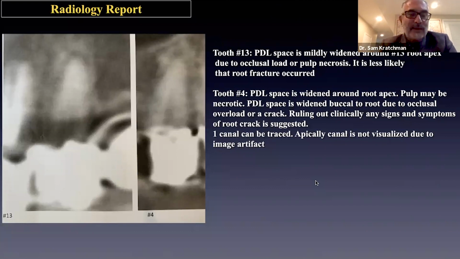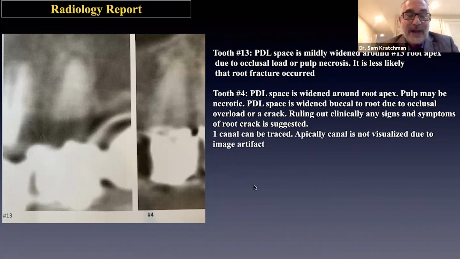Well, that's the most important thing that we need to know. And we still have to do our sensitivity test. Then it says, so try to rule out clinically any signs and symptoms of a crack. And then it says 1 canal can be traced. So that was helpful. That was really the only helpful piece of information that I got here. And then it says apically, the canal is not visualized right here, due to image artifacts. So it starts off as 1, and who knows if it branched out.